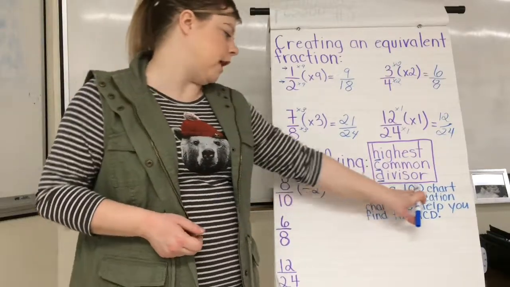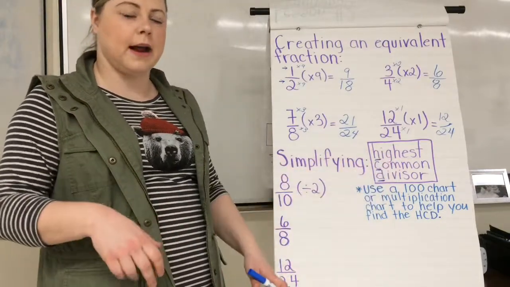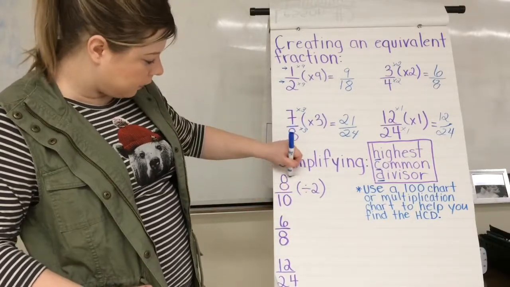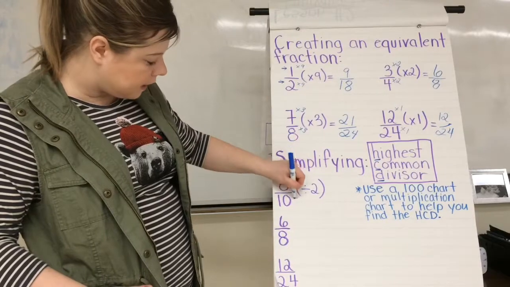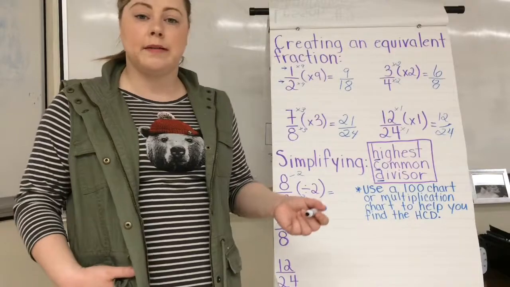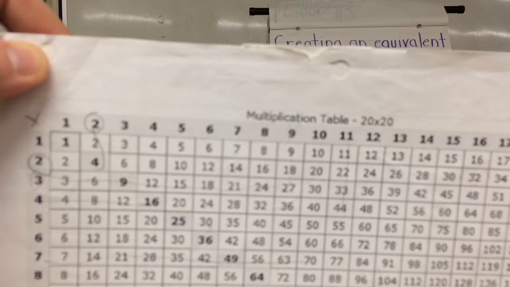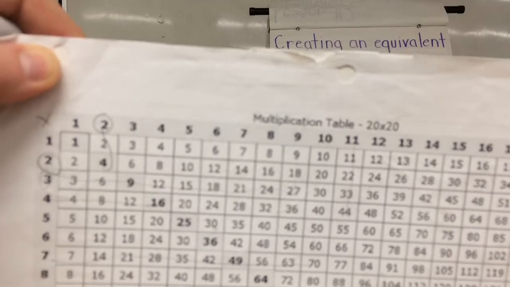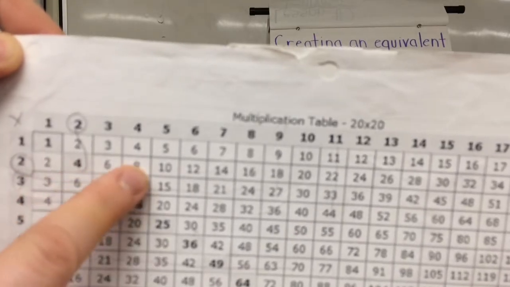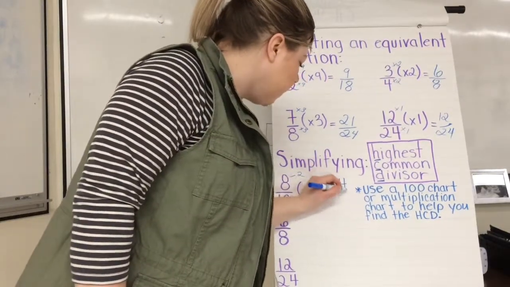You can always use a 100ths chart or a multiplication chart to help you find your highest common divisor, all right? So I know for this one that it is 2, so I'm going to divide 8 by 2. I'm going to divide 10 by 2, and I'm going to get my answer. So how many times can 2 go into 8? Well, I could take a look at my multiplication chart and see the number 2, and I know that 2 can go into 8 1, 2, 3, 4 times. So then I will write 4.